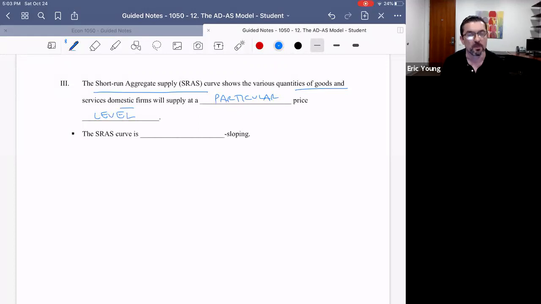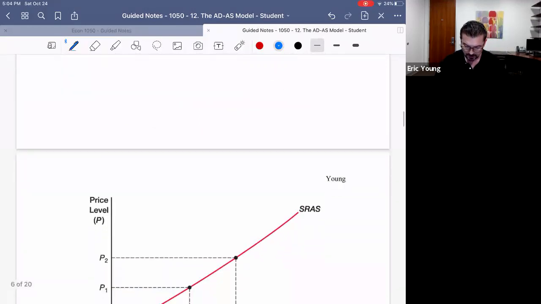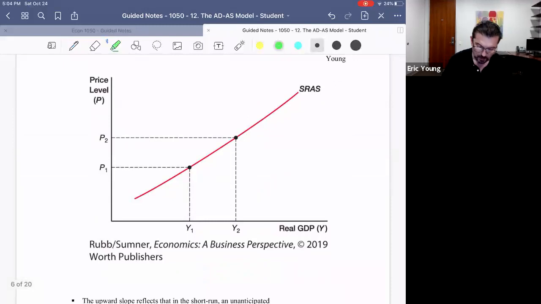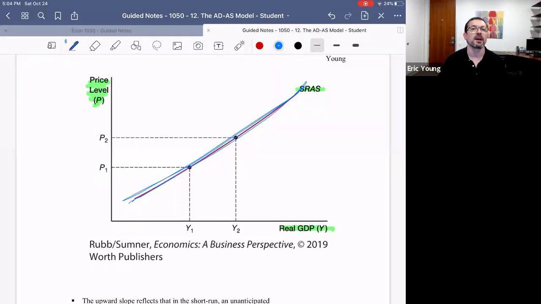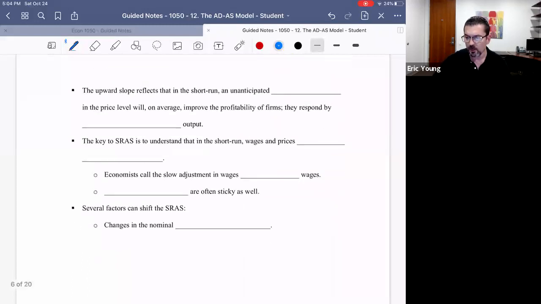What you need to walk away with, the big picture here, is that the SRAS curve is upward sloping. You can see it right here. Once again, same metrics. We're talking about price level here. We're talking about real GDP here. And now what we see, SRAS, is this upward sloping curve. Now, the upward slope in this curve reflects, again, the short run, long run distinction.